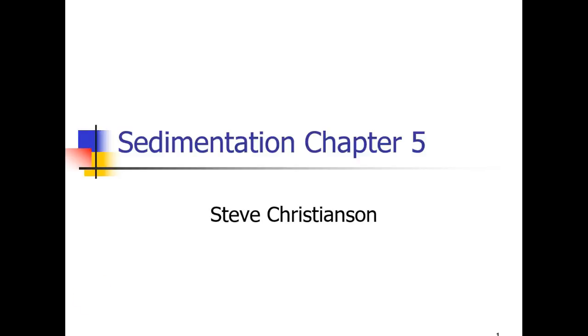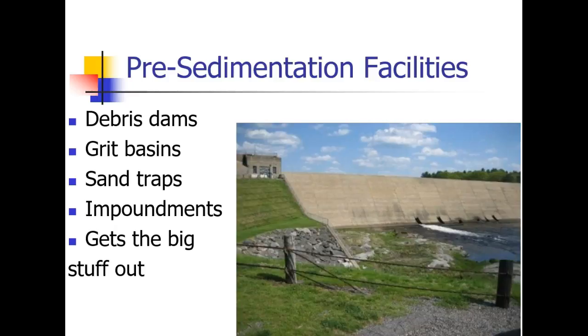Hi everyone. Let's talk about Chapter 5 in the Water Treatment Plant Operations Volume 1 book, Sedimentation. We have pre-sedimentation facilities, which are debris dams, grit basins, sand traps, impoundments, and the goal is you want to get the big stuff out of there.